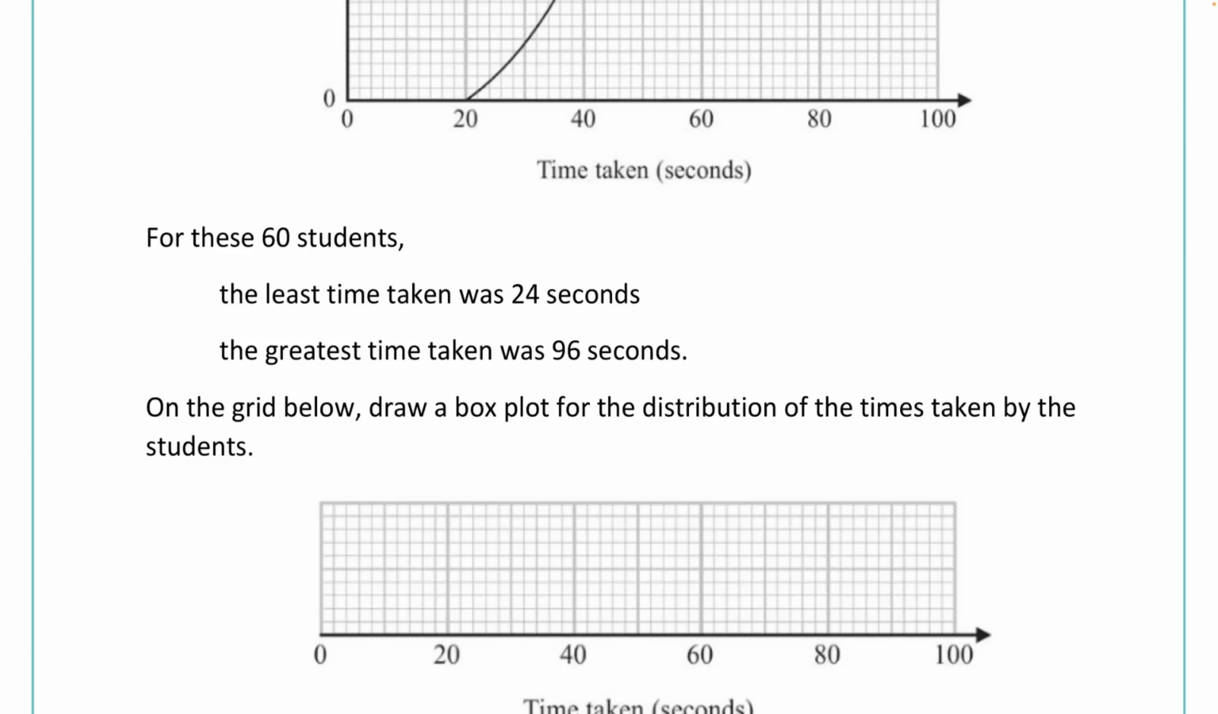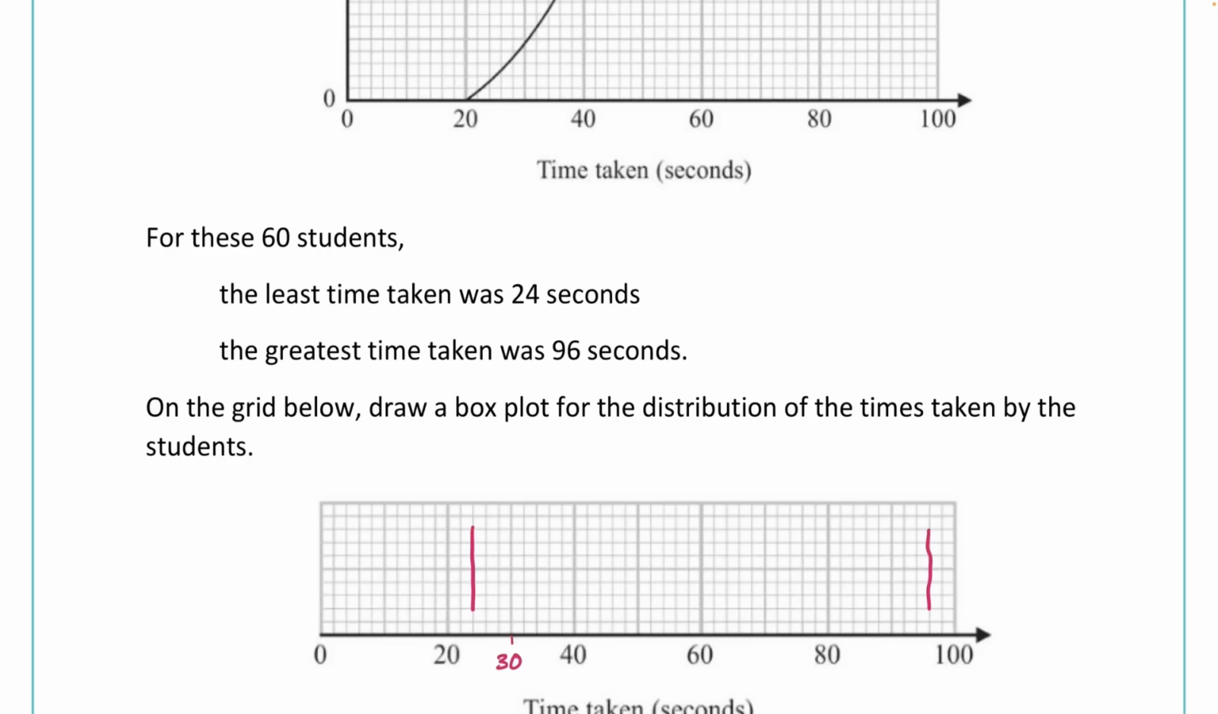So 24 and the 96, we can actually plot those. We want to read this scale carefully. Each square goes up in twos, as there's 5 squares between 20 and 30. So 24 would be just here, and 96 is going to be 2 squares before the 100, so just there.